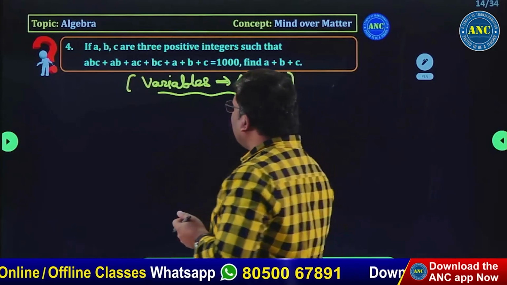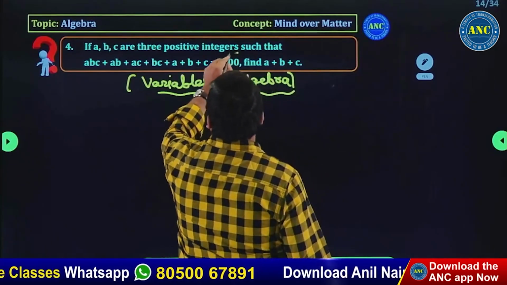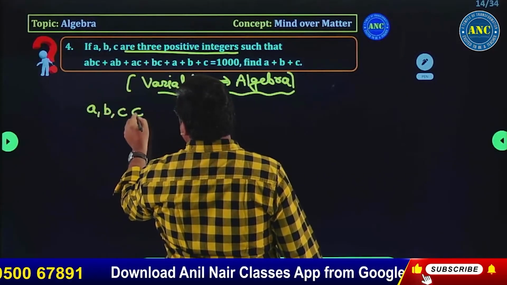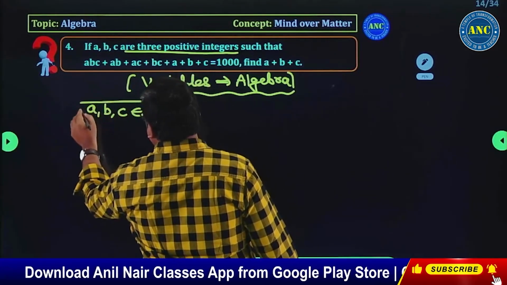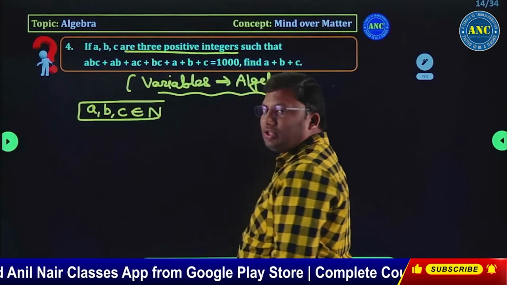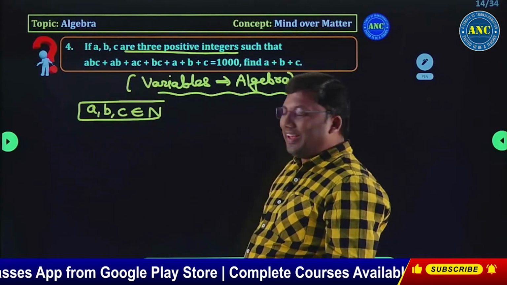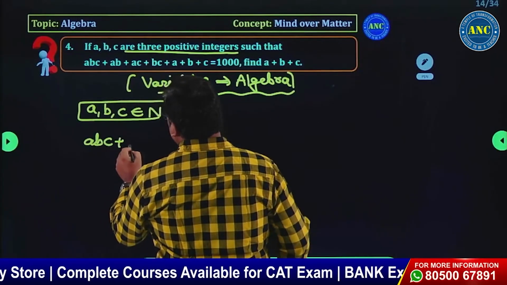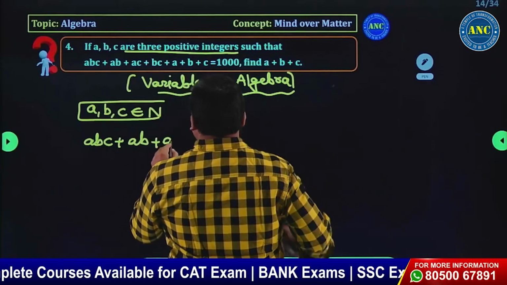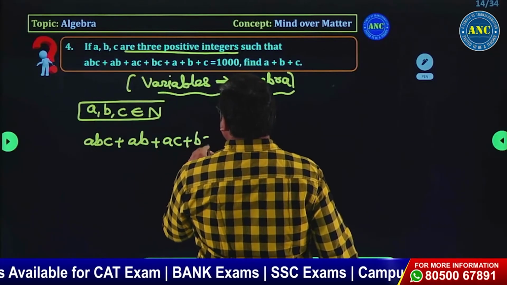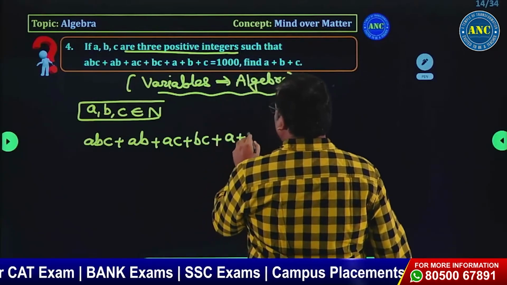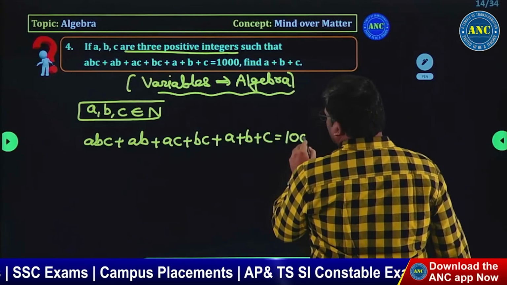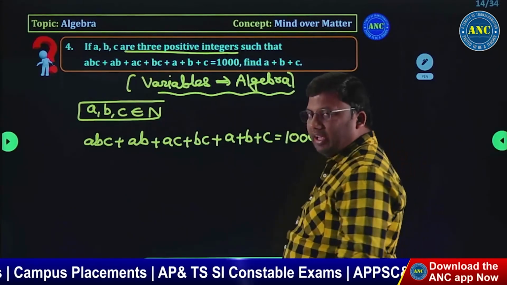Please read the question. If A, B, C are three positive integers, they are natural numbers. What is the expression? Seems like a difficult question. ABC plus AB plus AC plus BC plus A plus B plus C plus A plus B plus C. It is 1000.